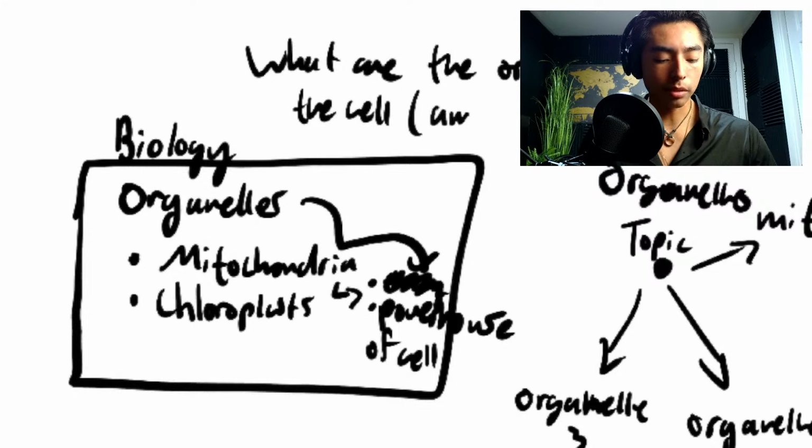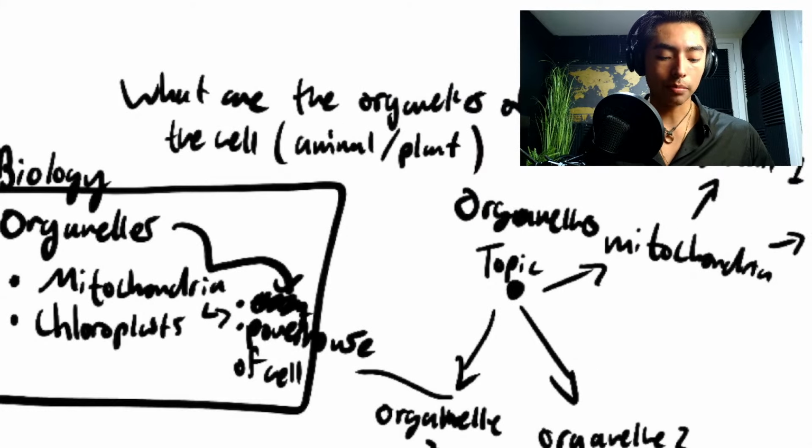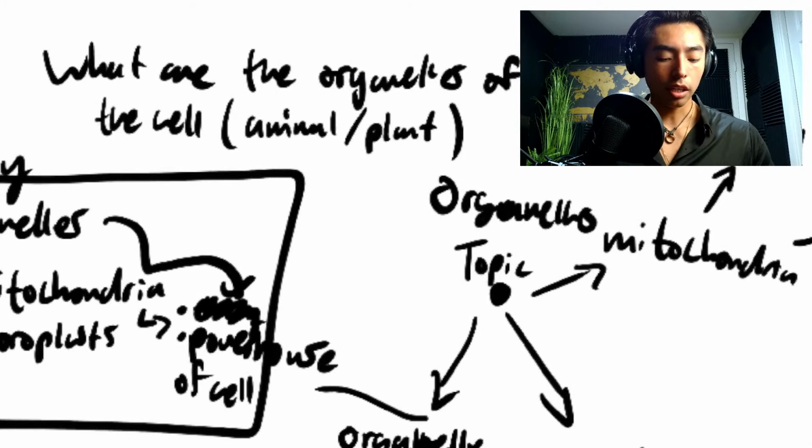So animal versus plant. Animal/plant. Or that could be another question. You could say, how do the organelles of animals and plant cells vary? So what are the organelles of the cell and their functions?